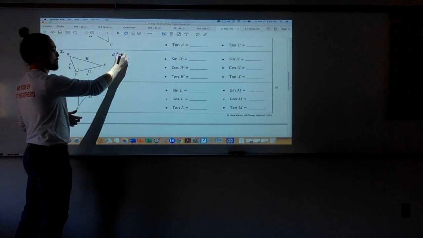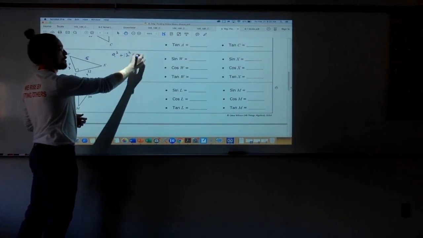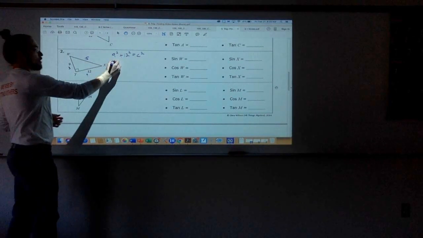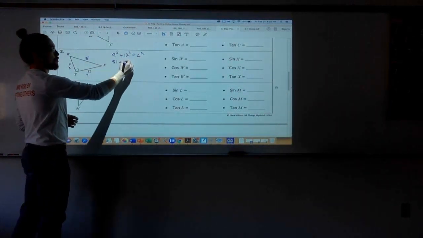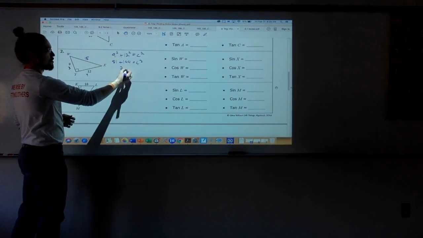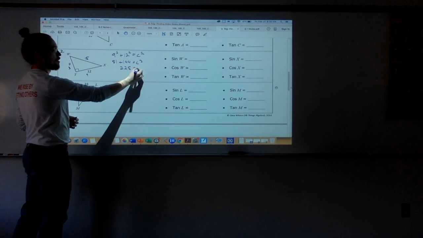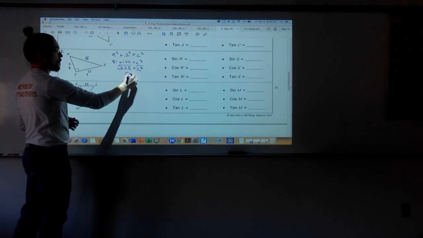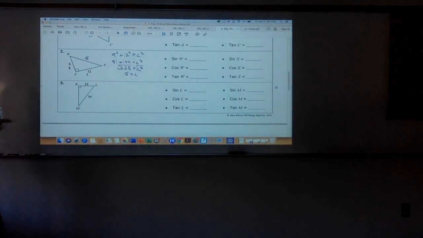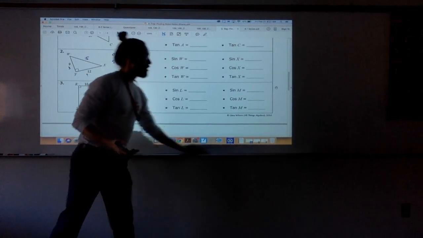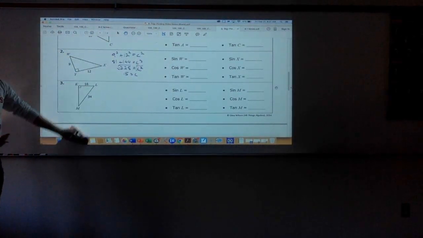So we can set this up as 9 squared plus 12 squared equals c squared. Square these, so 81 plus 144. Add those together and we get 225. Take the square root and we get 15. Okay? So then, once we have that third side, we can write our trig ratios.